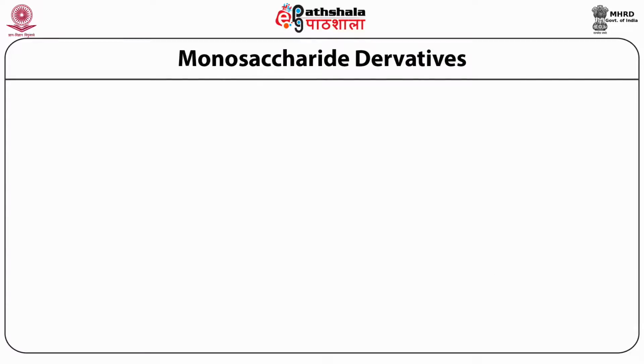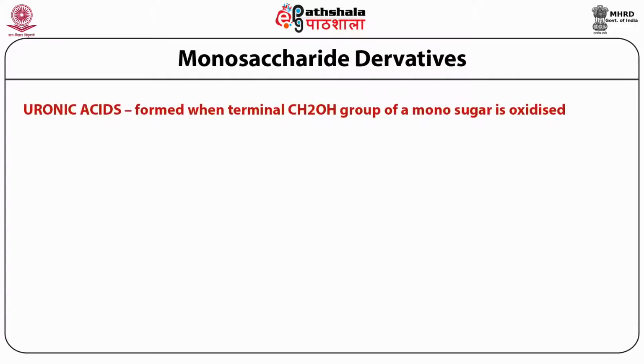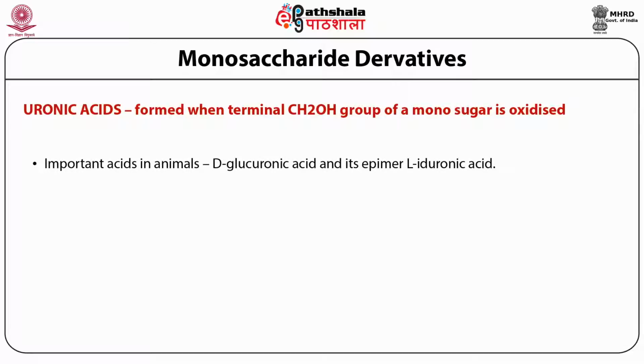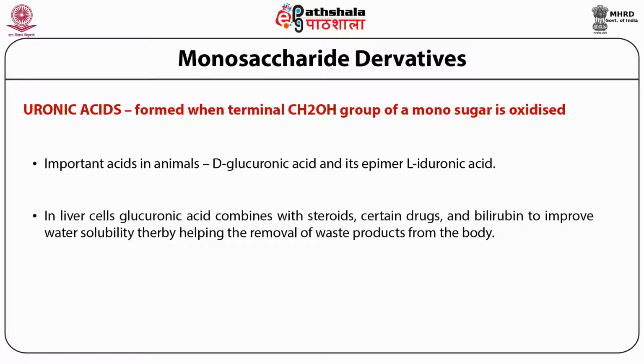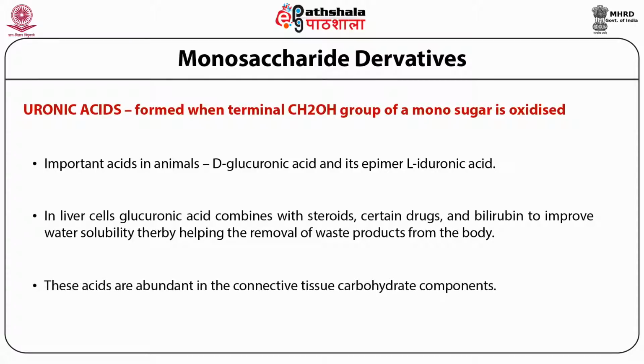Monosaccharide derivatives: uronic acids are formed when the terminal CH2OH group of a monosaccharide is oxidized. Important acids in animals are D-glucuronic acid and its epimer L-iduronic acid. In liver cells, glucuronic acid combines with steroids, certain drugs and bilirubin to improve water solubility, helping the removal of waste products from the body. These acids are abundant in connective tissues as carbohydrate components.